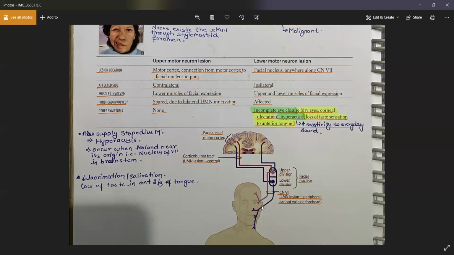While if I have a direct nerve damage, after this nerve originates from my nucleus in the brainstem, from the pons, both the fibers supplying the upper face and the lower face will die. And in that scenario, I will have the loss of all these muscles on the unilateral side of my face. So this is the difference between the upper motor neuron lesion of my seventh nerve and the lower motor neuron lesion of my seventh nerve.